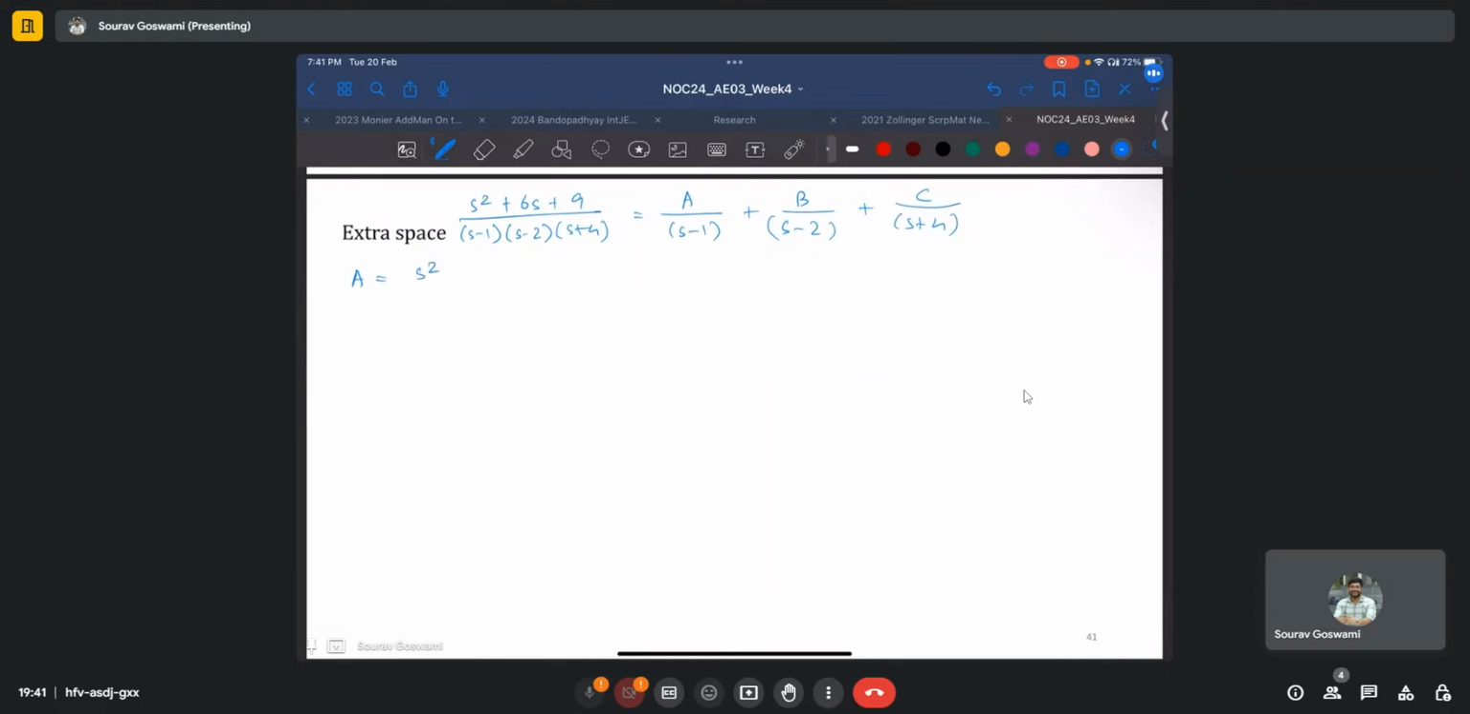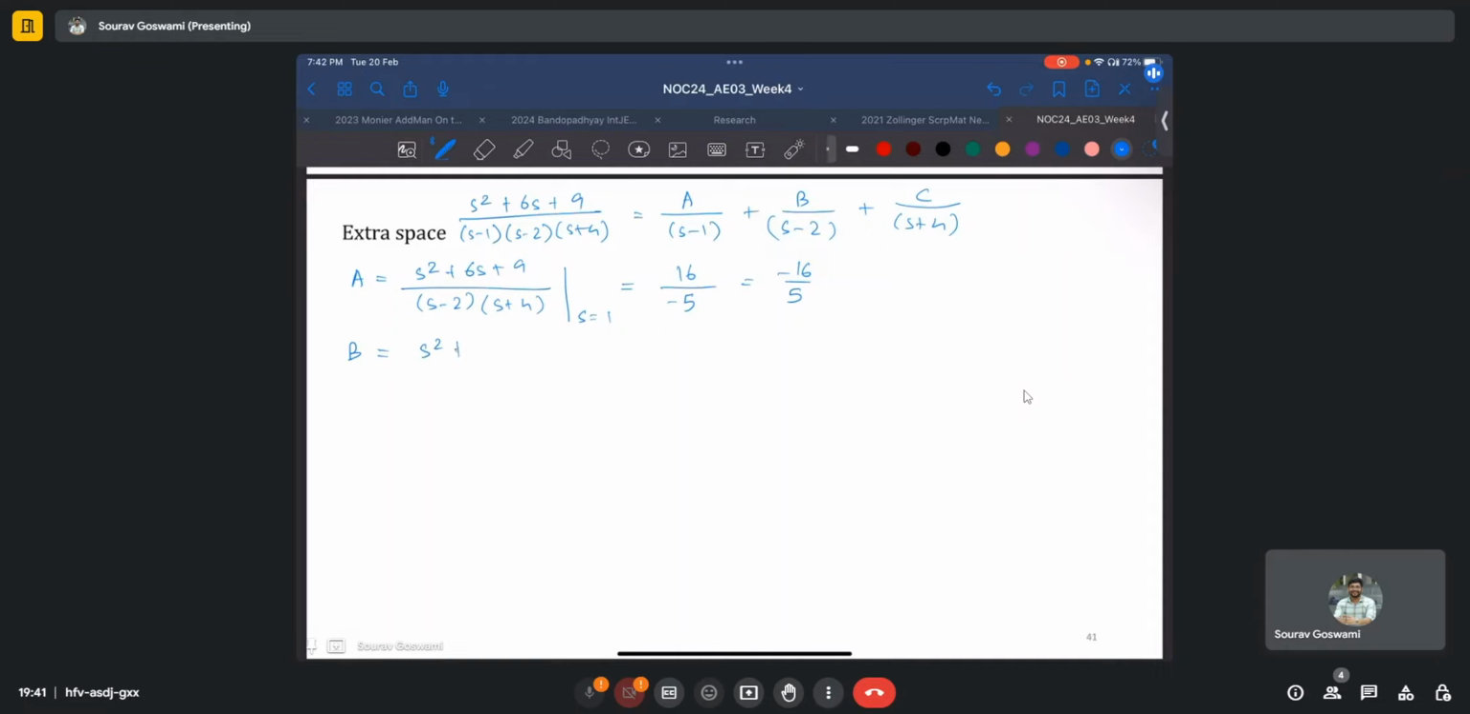A is simply s square plus 6s plus 9 by (s minus 2)(s plus 4) computed at s equals 1, because 1 is the root corresponding to A. This is 1 plus 6 plus 9, 16, by minus 5, or minus 16 by 5.